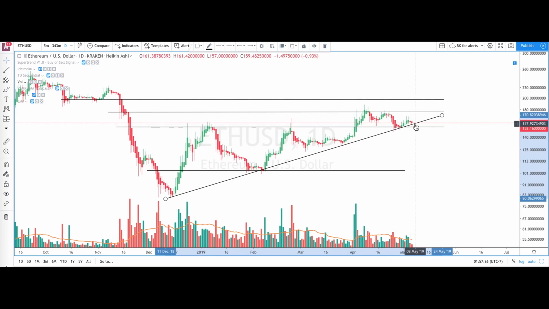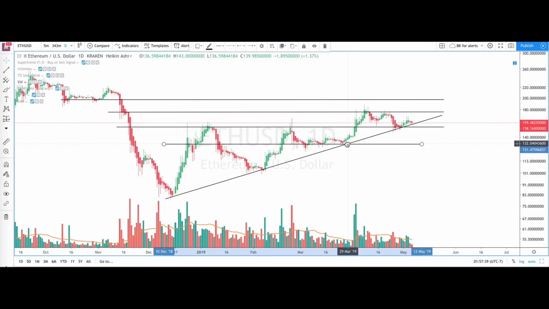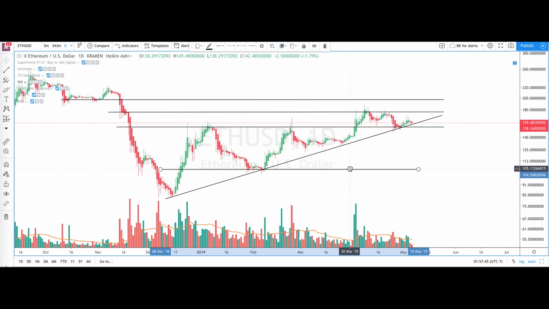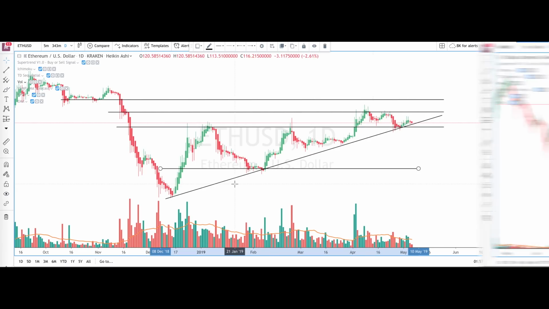But a breakdown through this trend line makes this horizontal support weaker for me, and so I'd be looking to target the next area down right at about 132. If Ethereum dropped below there, then the next swing low would be the next logical area to try and find support at about 106.